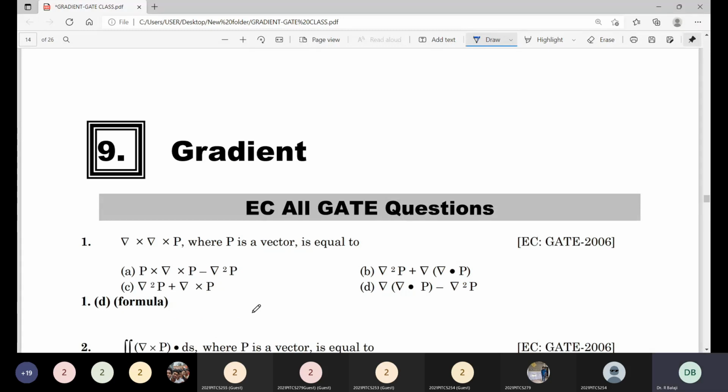The first question, del cross P, where P is a vector, is equal to. There are four options given. So del cross P is nothing but the formula: del into del dot P minus del square P. See, it is a formula.